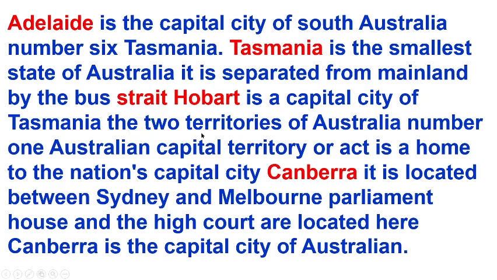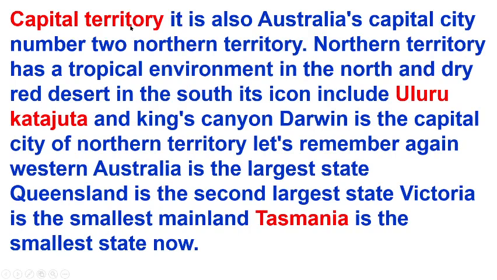The two territories of Australia. Number 1, Australian Capital Territory or ACT is home to the nation's capital city Canberra. It is located between Sydney and Melbourne. Parliament House and the High Court are located here. Canberra is the capital city of the Australian Capital Territory. It is also Australia's capital city.